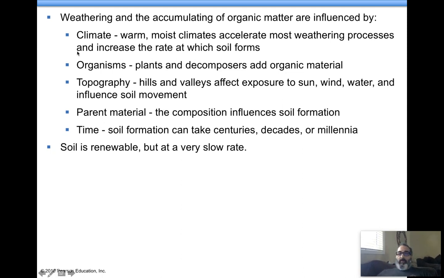As it gets warmer, moist climates accelerate weathering and increase the rate at which soil forms. So when it's warmer, soil can actually be produced faster. But be wary of that. Sometimes when it gets warmer, you get too much rain. If you get too much rain, you will cause erosion and you'll lose a lot of the material that is needed to produce the soil. So climate has a major effect. When it gets warmer, it increases the rate of weathering, the rate at which decomposition takes place, and the rate at which soil can form.